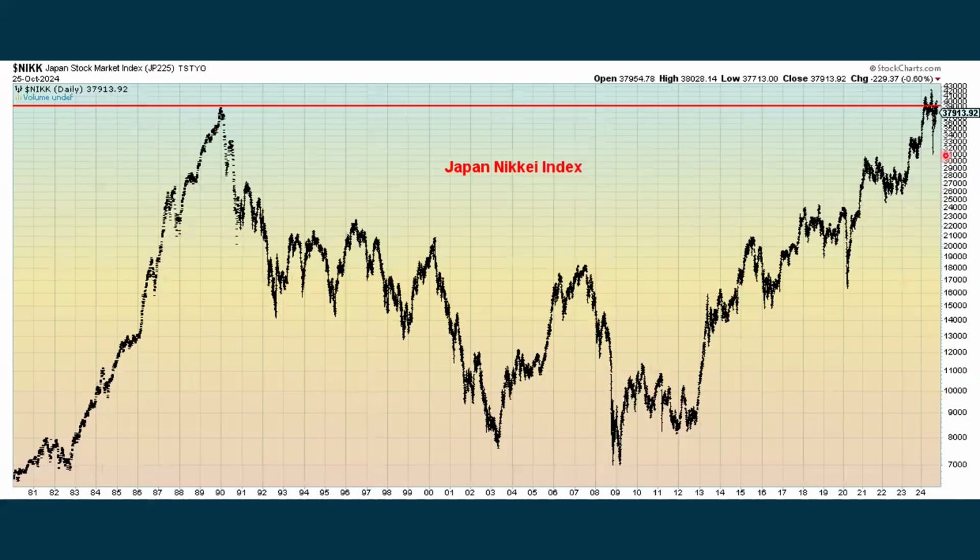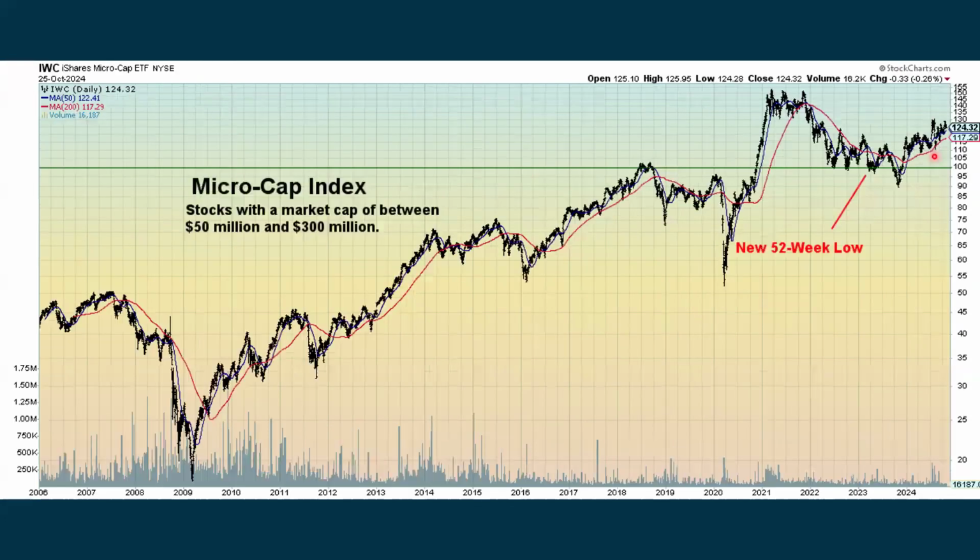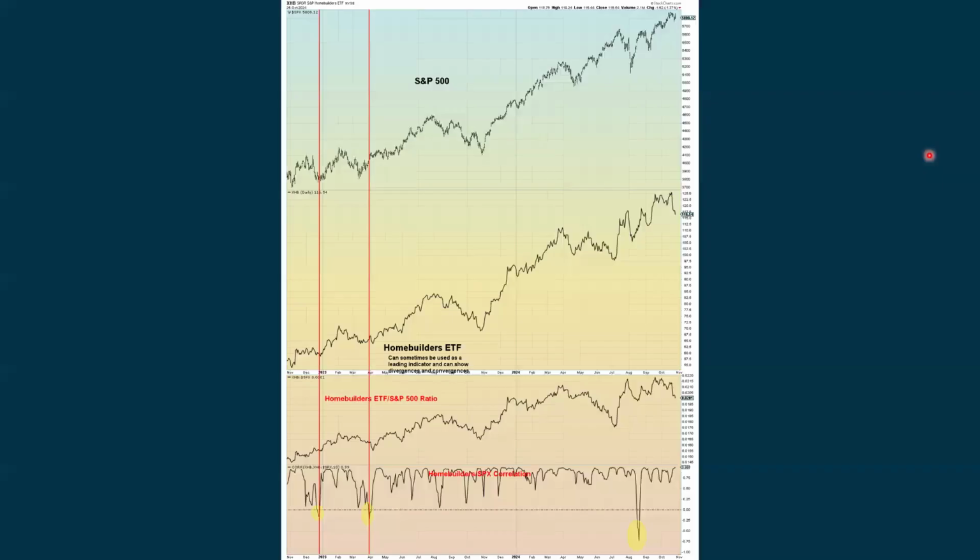And the Japan Nikkei index, which is still a little bit below this 1989 all-time high, but not really falling apart. This big downward move, that was that big down day at the beginning of August. Micro caps, which are smaller companies, still in an uptrend as well. We look at the S&P and the home builders ETF on top. They're having a tendency to go in the same direction. Now, one might be going up, but that means the other one's going up, or both could be going down.